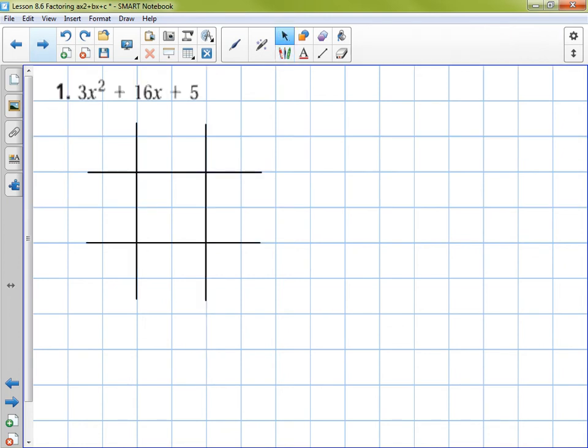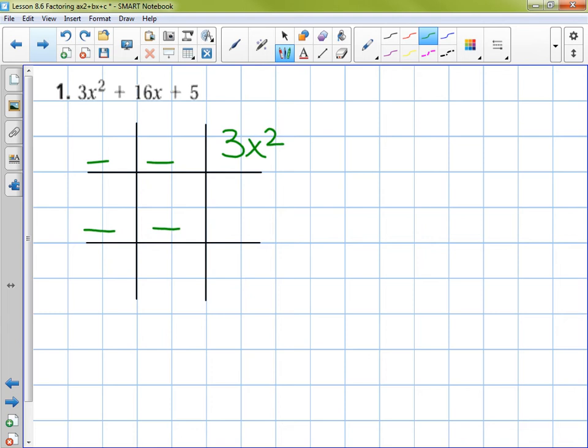The first example is 3x² plus 16x plus 5. You're going to set up your tic-tac-toe board or your table. The procedure is exactly the same. You're going to want the first 2 boxes to give you 3x². You want the middle row to equal the last term, which is 5. And then once you cross multiply, you want the bottom one to be 16x. You want them to add together to give you 16x.